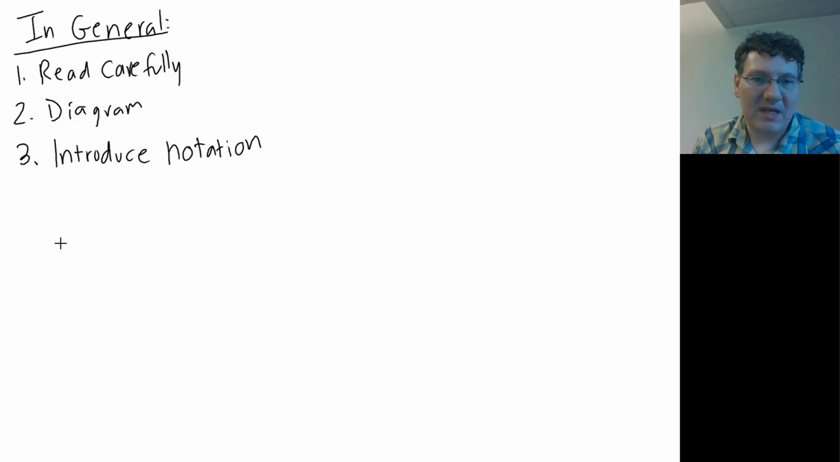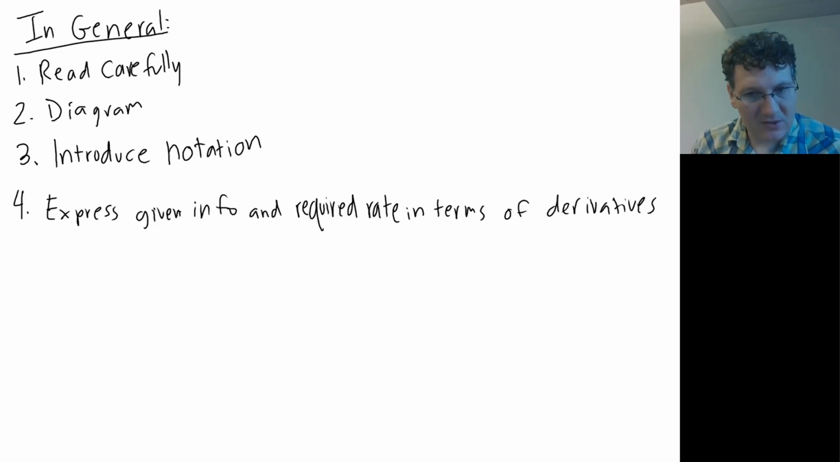Next, you want to introduce notation, which is to say you want to assign a variable name or symbol to anything that is going to be some function of time. Because in all of these cases, everything's going to be a function of time. Time is happening. This is the rate. It's a rate over time. So you want to define the notation that you're going to use for those quantities that change over time. Next, you want to express the given information and the required rate, the thing that you're looking for, in terms of derivatives, in terms of some d something over dt.